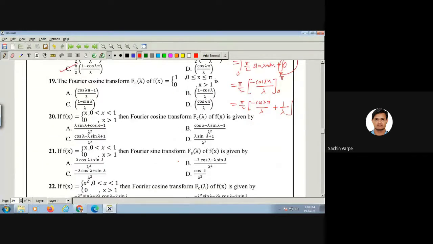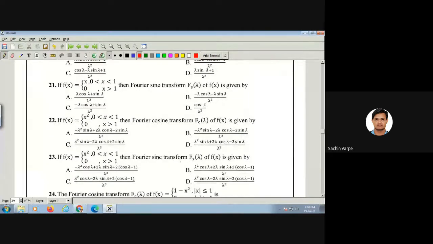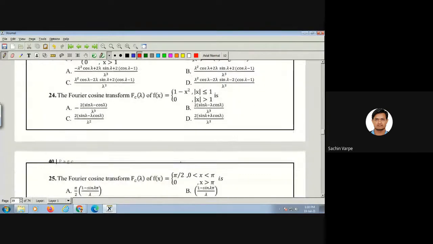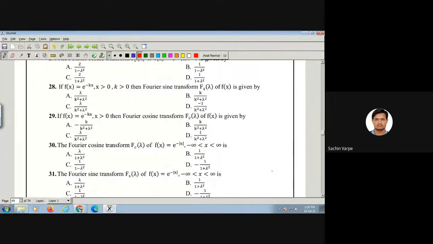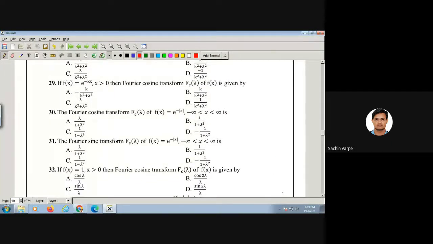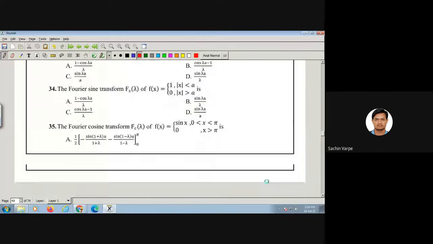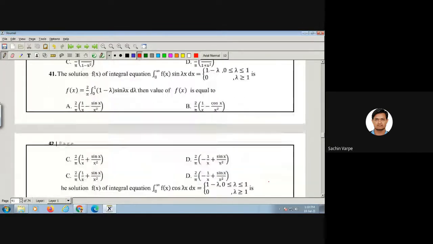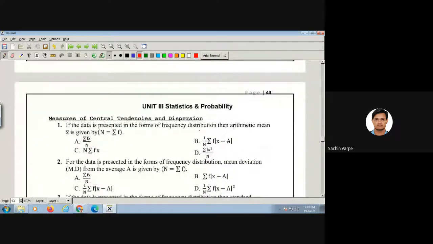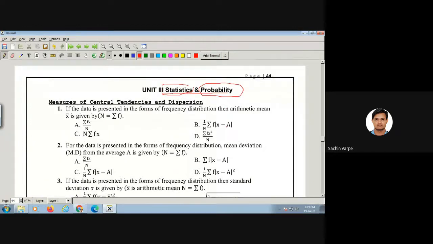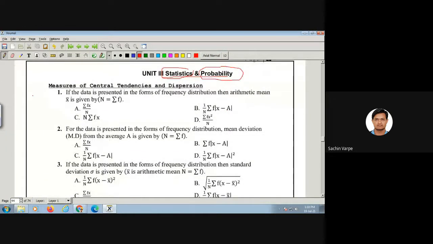Is this okay, everyone? Is this okay to everyone? Yes, sir. So I move to the next topic, that is statistics and probability. Actually, statistics is unit number 3 and probability is unit number 4. Okay, so these are simply formula-based theory questions.